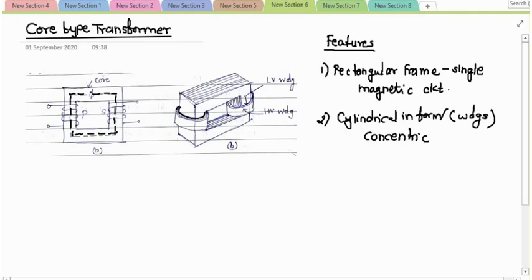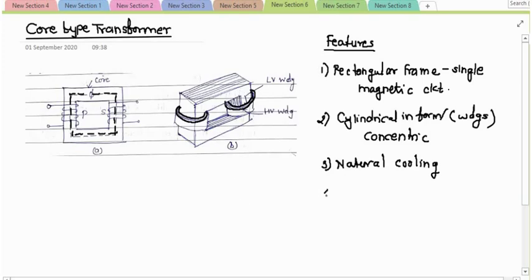Then we will provide insulation after the LV winding, then the HV winding. So LV winding and HV winding both are uniformly distributed among the two limbs of the core type of transformer. These windings surround a considerable portion of the core. Since the windings are distributed on the two limbs, natural cooling is more effective in such a type of transformer. So natural cooling is better, which is the next important feature of the core type of transformer.